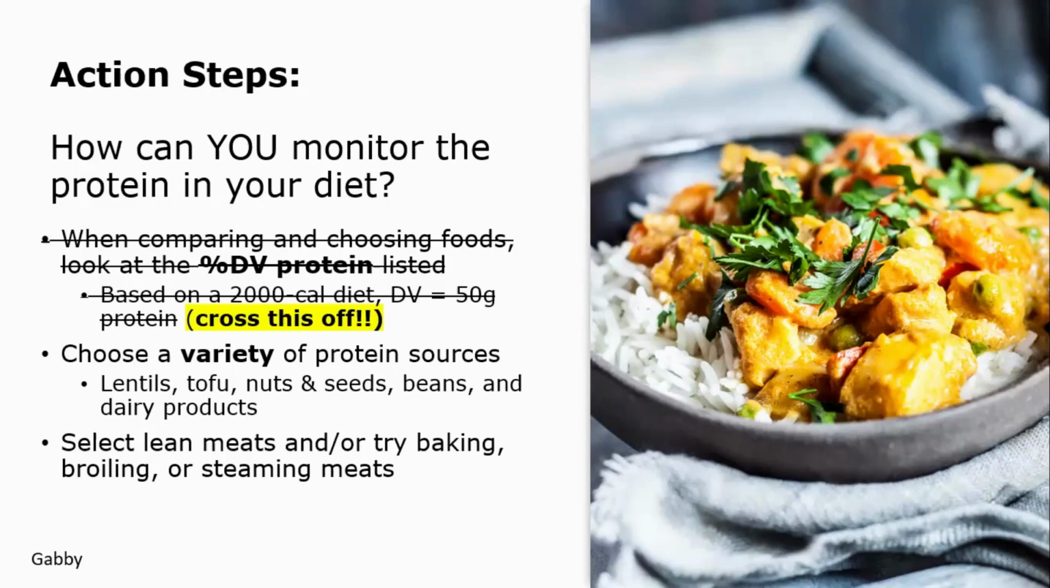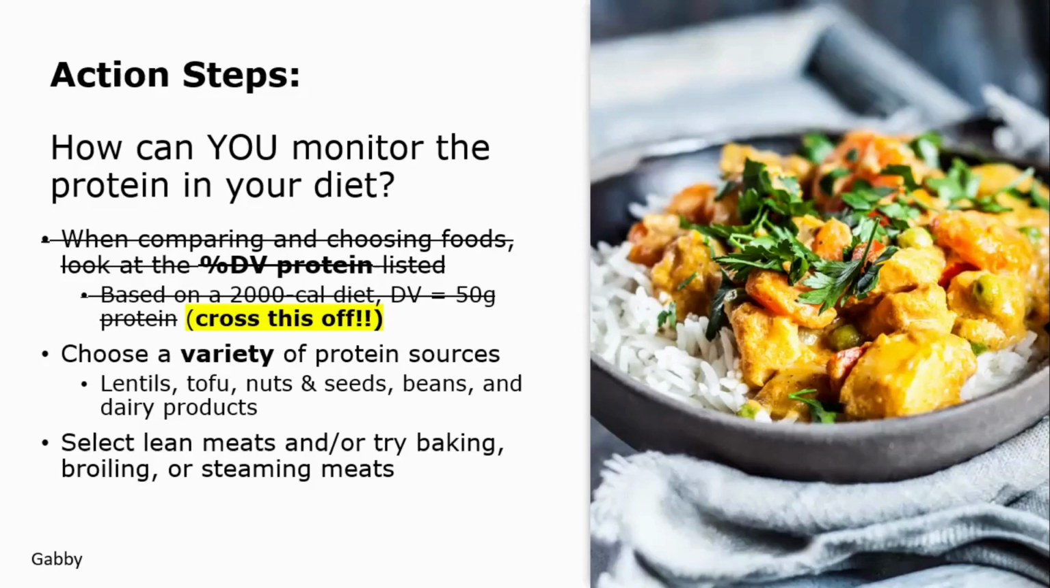Before we start, I would like you guys to cross off these specific facts that are found on page 131 in the section action steps. They're right in the middle next to the gray box where it says the daily value for protein is 50 grams per day. We've decided that this information isn't necessarily accurate for each individual.